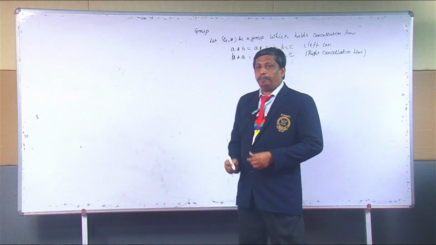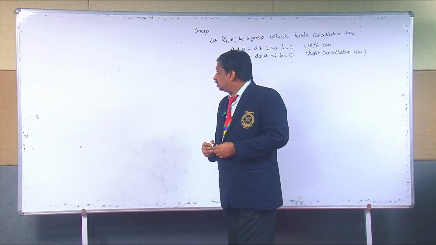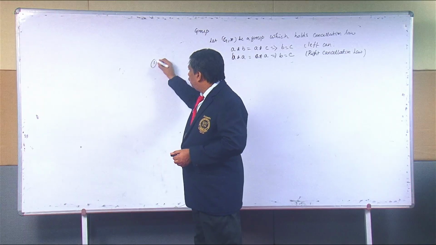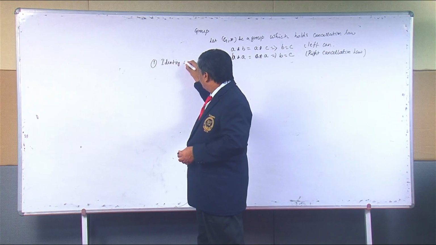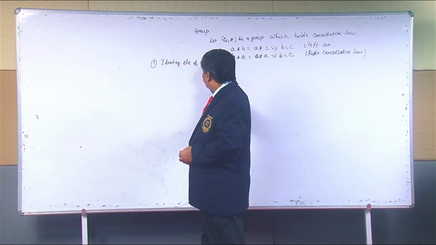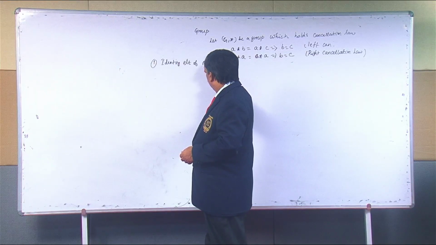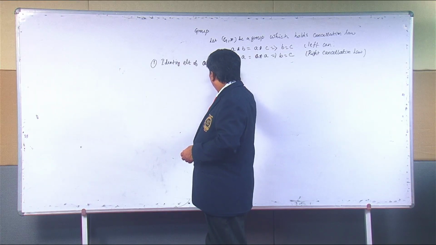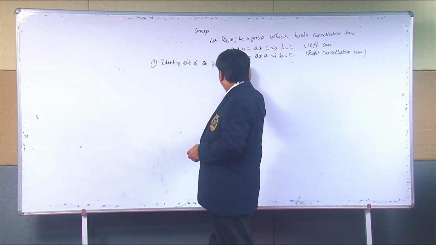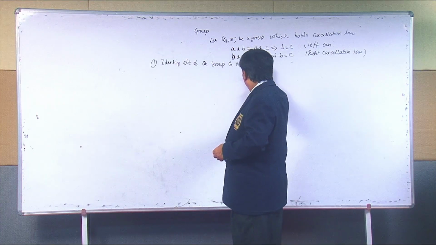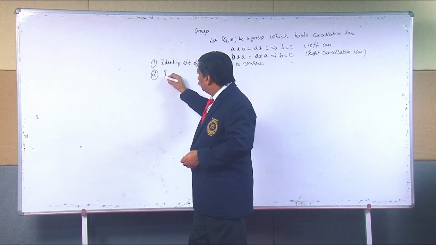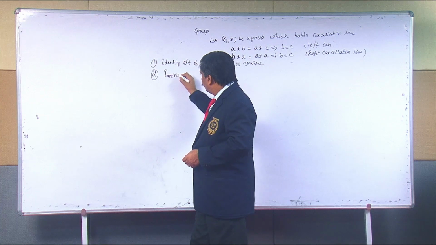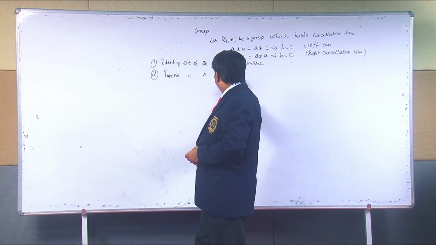There are some important properties of group. First one is the identity element is unique. Identity element of a group G is unique. Second one, the inverse element of a group G is unique.